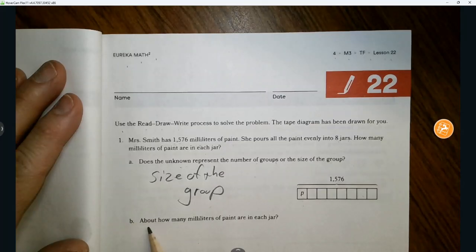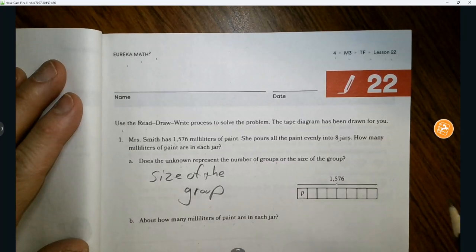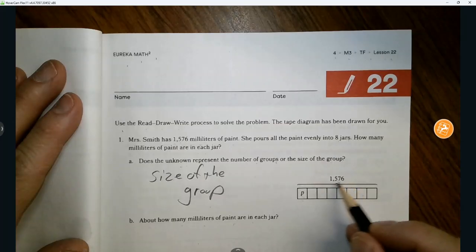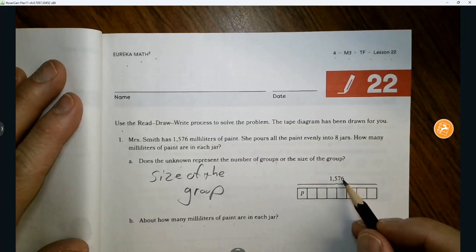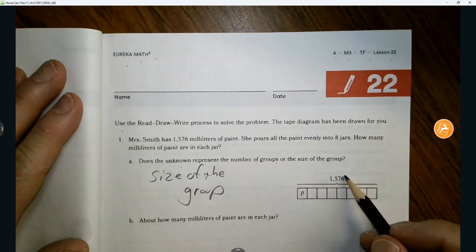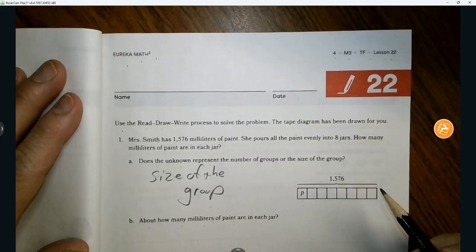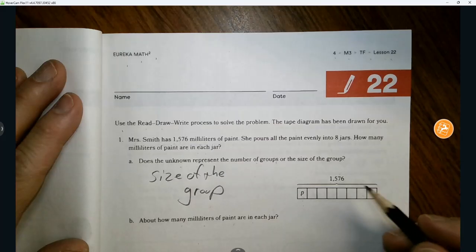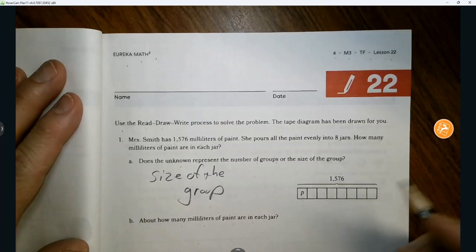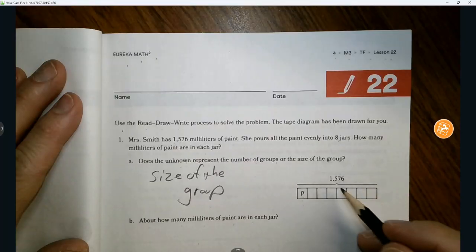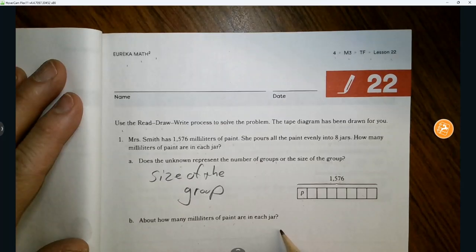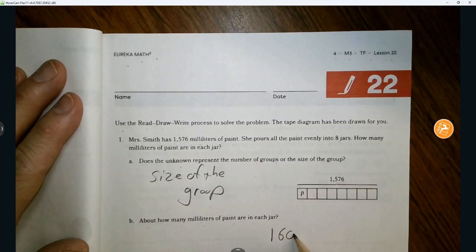Okay, it says about how many milliliters of paint are in each jar. So this wants you to give an estimate. Let's look at this number. We have 1,576. We could round to the nearest 10, or we could round to the nearest 100. What do you think? I like the nearest 100 because then that's going to give us 2 zeros and make our life a little bit easier. So that 7 helps us go up if we're rounding. That 5 is going to turn to a 6. So our new number is 1,600.